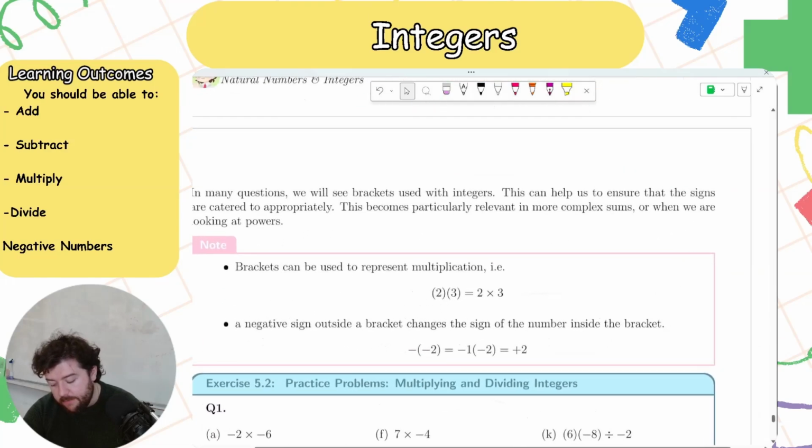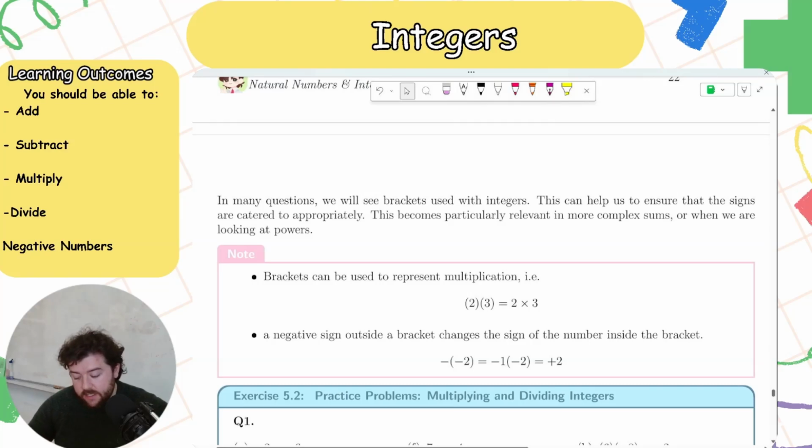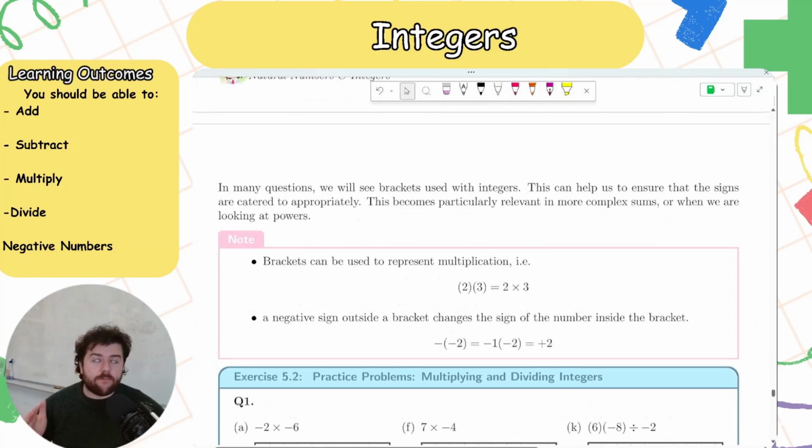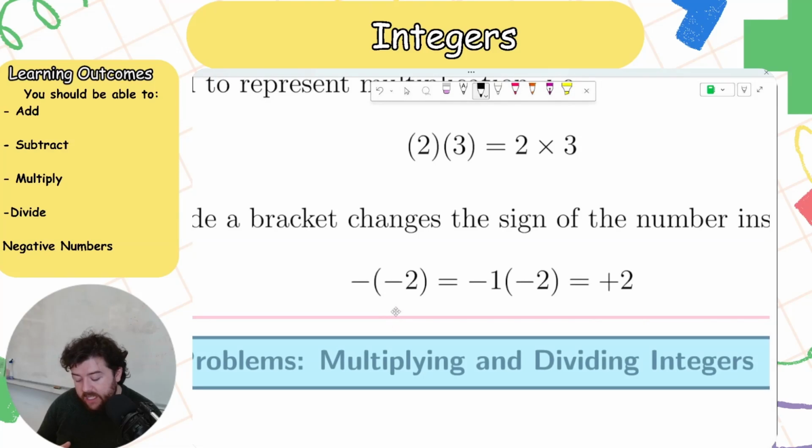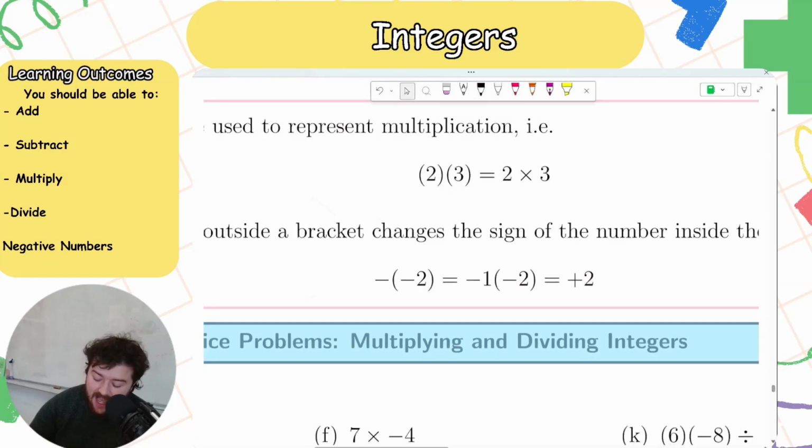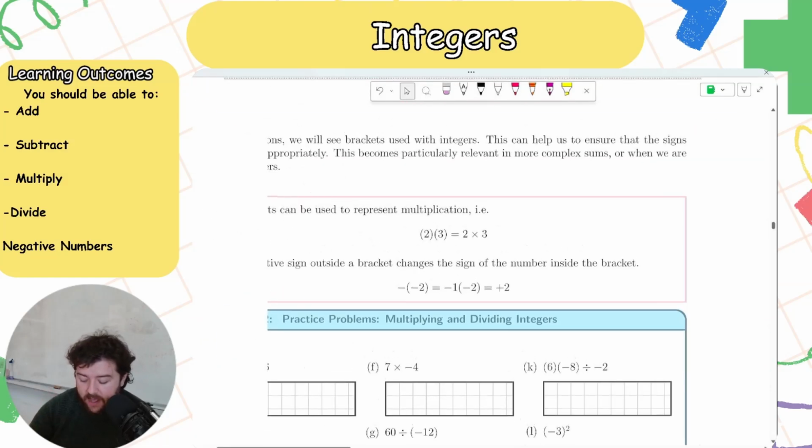In many questions, you'll see brackets used with integers. This can help us make sure our signs are catered for appropriately. This becomes particularly relevant in more complex sums when we're looking at powers. Brackets can also be used to represent multiplication, like so: bracket 2, bracket 3 is the same as 2 times 3. And a negative sign outside a bracket changes the sign inside the bracket. So negative of minus 2 is the same as minus 1 times minus 2. We'll get into more on that later.